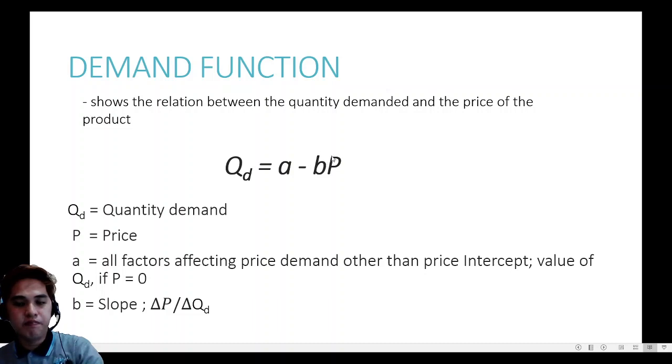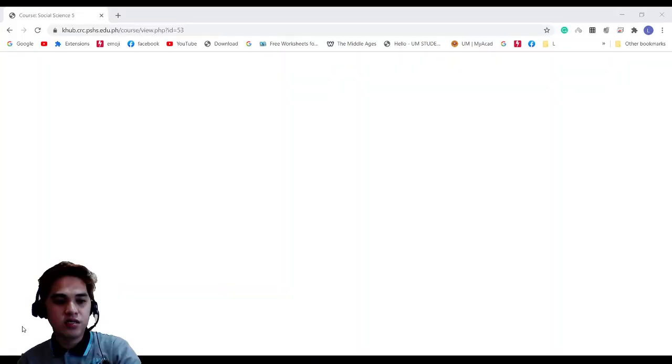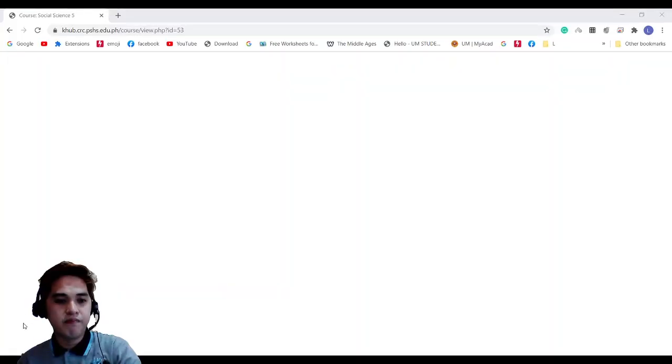The negative sign there means the inverse relationship of price and quantity. So if the price increases, it's obvious that your quantity demanded will decrease. If the price decreases, then your QD will increase. So that's your demand function. Now this here is a simplified form. I'll show you sa module para dili mo ma-confuse, because the writer put it in a general form.